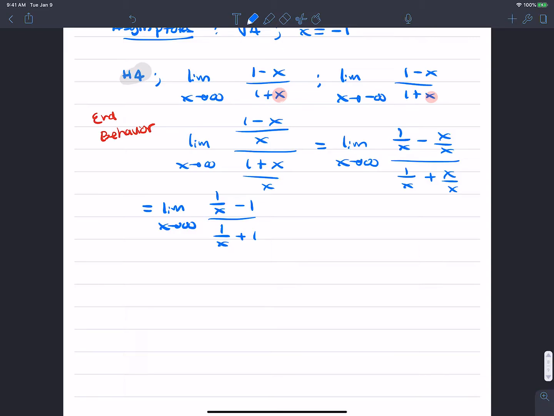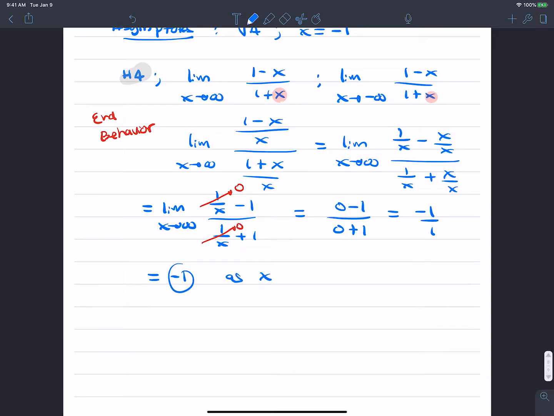Okay, you guys okay with that? Isn't that what we did before? We've done all this. And so now as x gets big, what do we notice with this portion here by properties of limits? This goes to 0. This goes to 0, right? Properties of limits say this will be 0 minus 1 over 0 plus 1, or we can say negative 1 over 1, and this limit is negative 1.